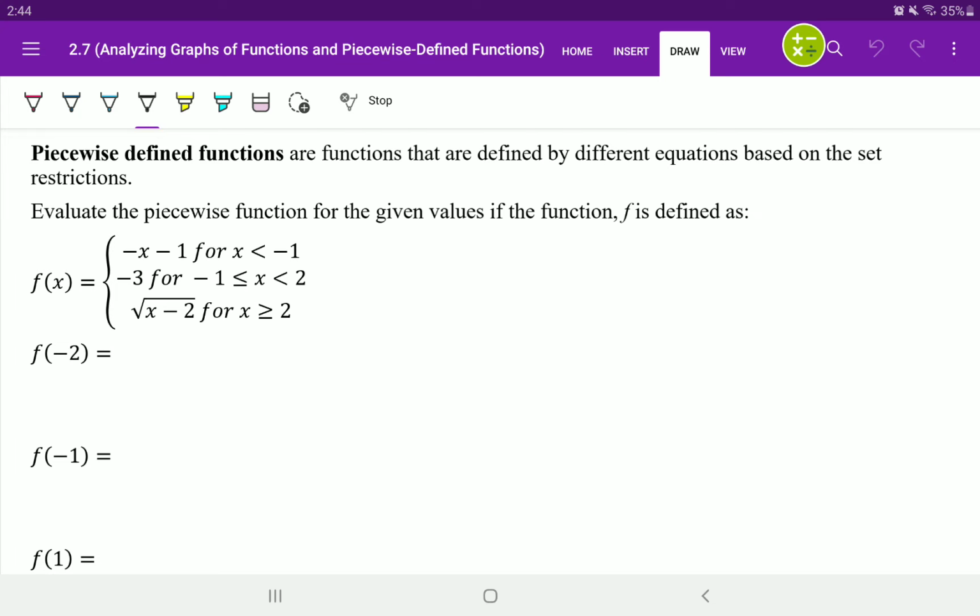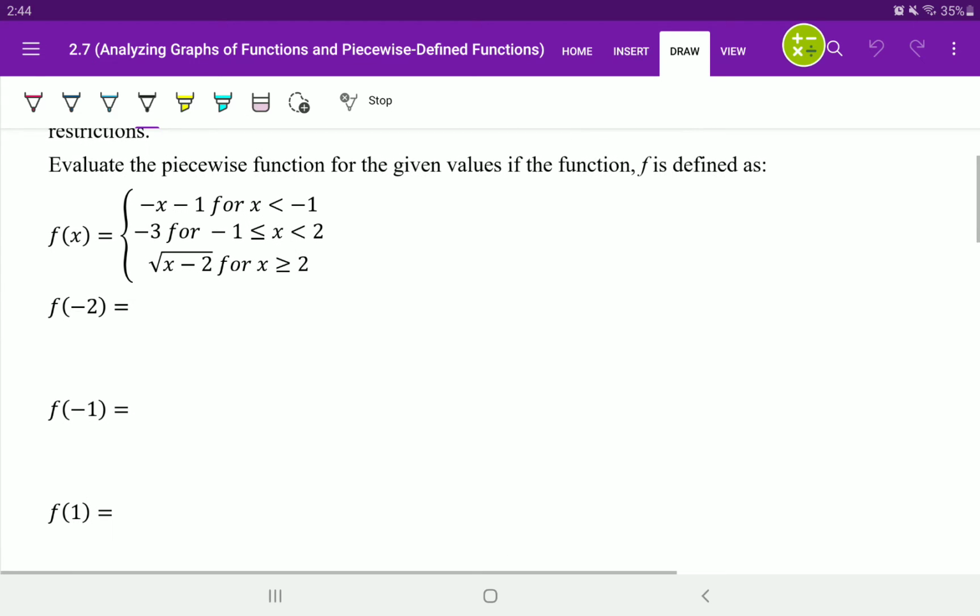Now, if you look at this first one, we're going to evaluate the piecewise function for given values, and f is defined as three different equations. F of x is equal to negative x minus 1 for all x values that are less than negative 1. F of x equals negative 3 for all x values that are between negative 1 and positive 2, where negative 1 is included. And f of x equals the square root of x minus 2 for all x values that are greater than or equal to 2. So I want to show you how to determine which one is which for that equation.